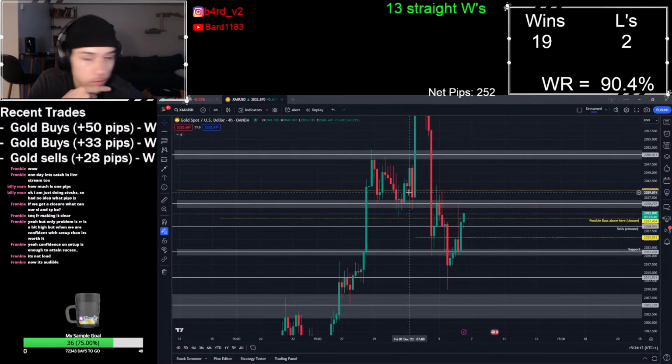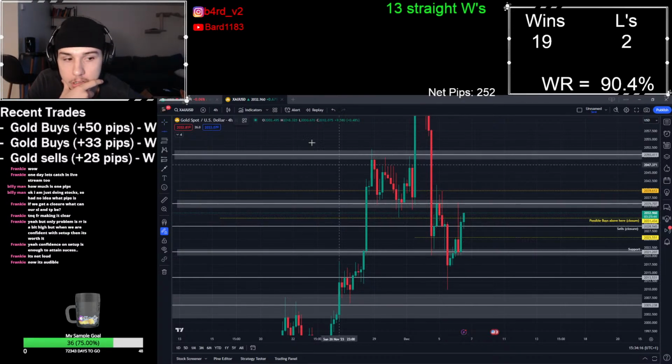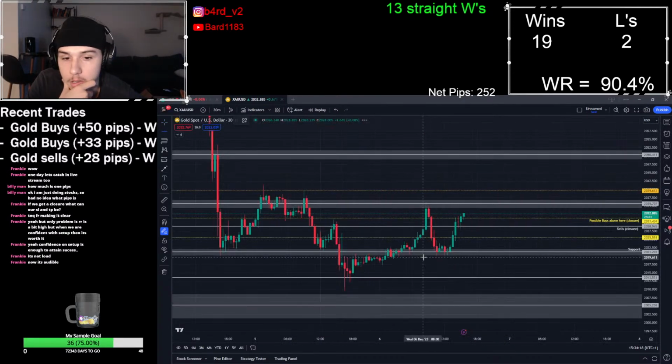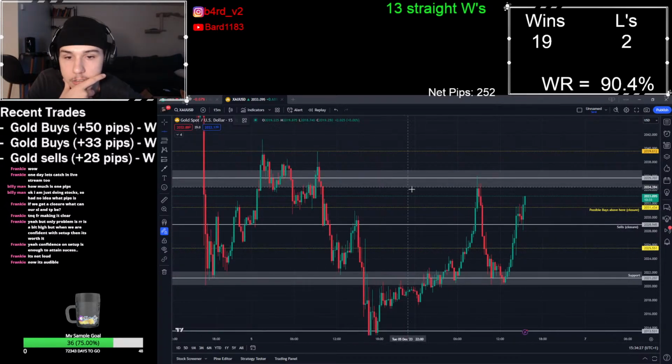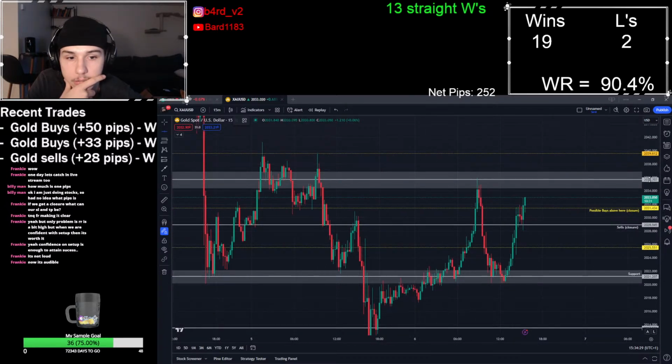Okay, so the 4 hour did close above range here, guys. The 4 hour did close above range. The 30 minute closed above range. 15 also closed above range. So do we want to take sells here or buys here, guys? Do we want to take buys here, guys?